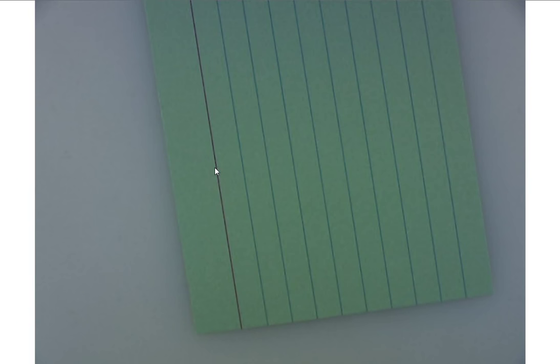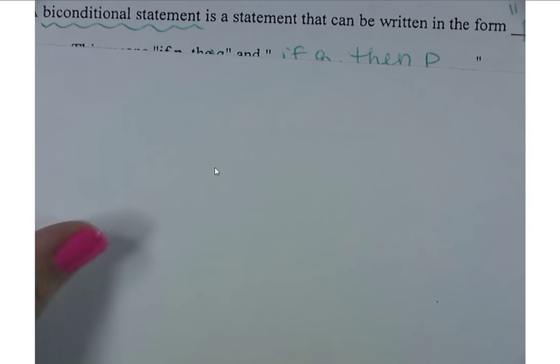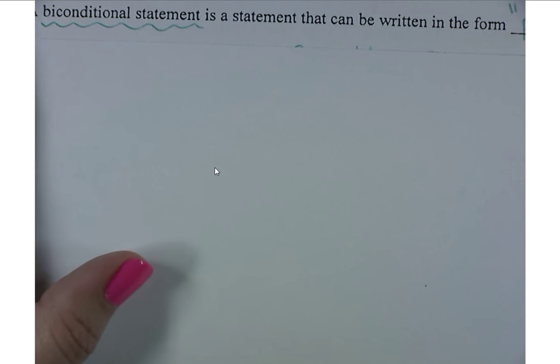2.4, the first thing we're going to talk about today is a biconditional statement. And a biconditional statement, that's going to be important. That's why I underlined it. So you can either underline or you can highlight that part.